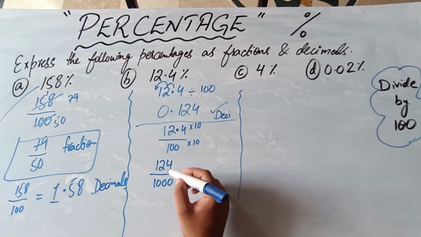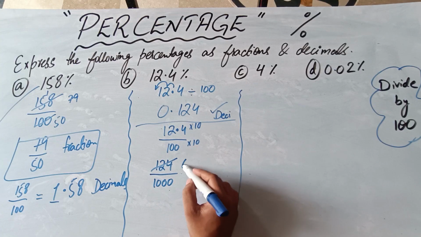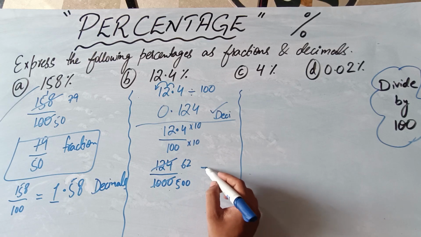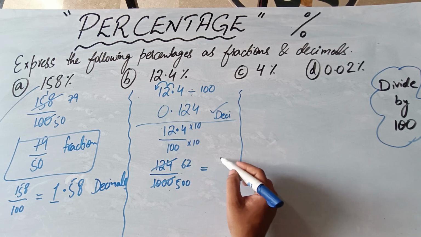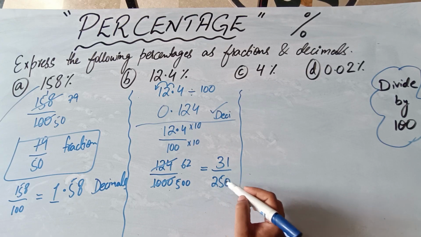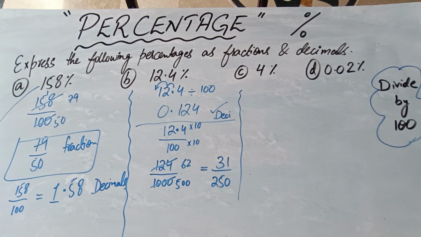Now we will simplify them. 2 times 62 is 124, 2 times 500. Now we will further simplify them. 2 times 31 is 62, and 2 times 250. So this is the fraction form, 31 upon 250. I hope you have understood this.